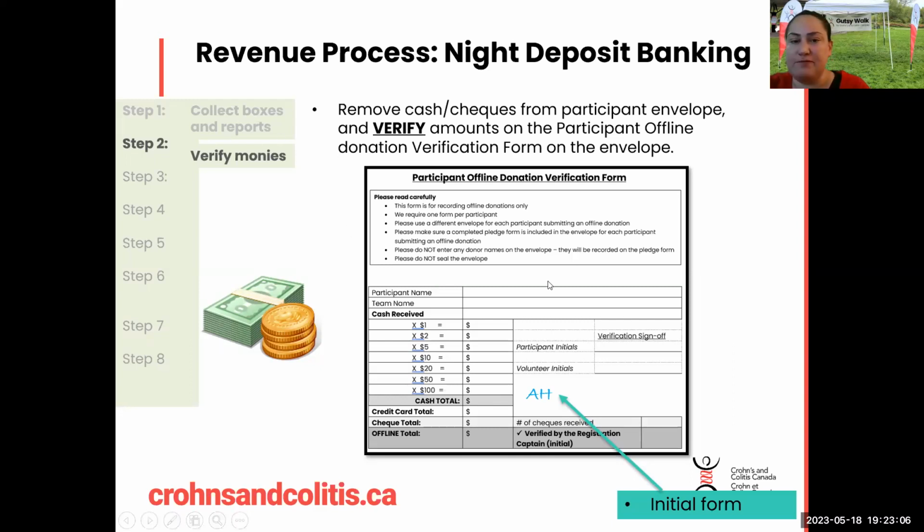You don't need to check the information on the pledge form because this is already checked by the info checker. So your part in this is verifying the cash amount and the information on the envelope, and you are keeping the money separate. You don't put it back inside the envelope because you will then put everything inside the RBC deposit bag.